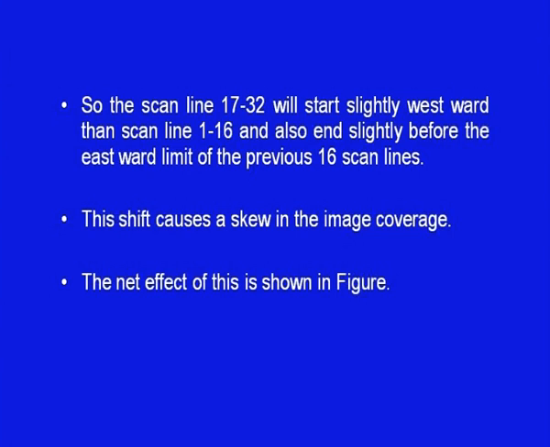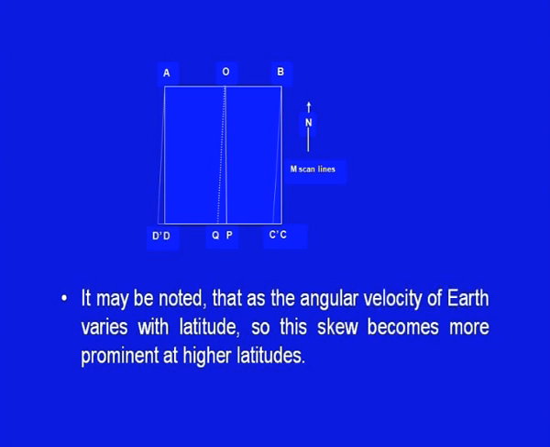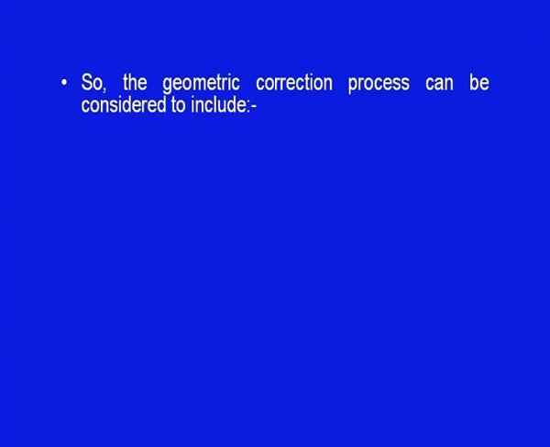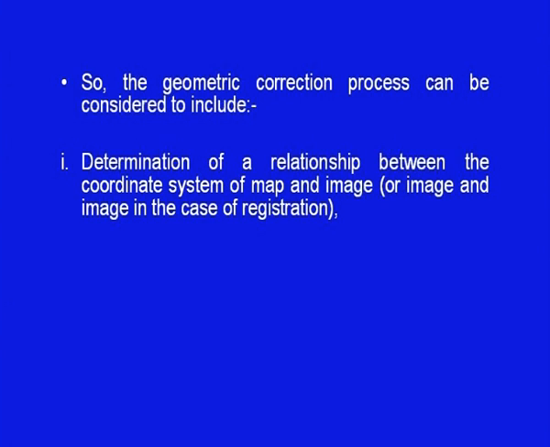The net effect of this can be seen in this particular figure. It may be noted that as the angular velocity of earth varies with latitude, this skew becomes more prominent at higher latitudes. So, the geometric correction process can be considered to include: 1. Determination of a relationship between the coordinate system of a map and image, or image and image in case of registration.